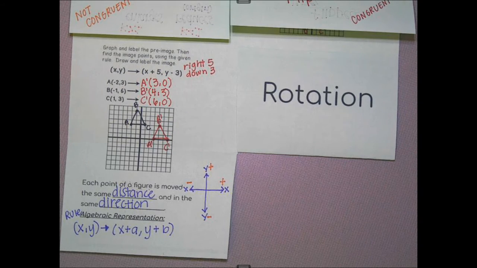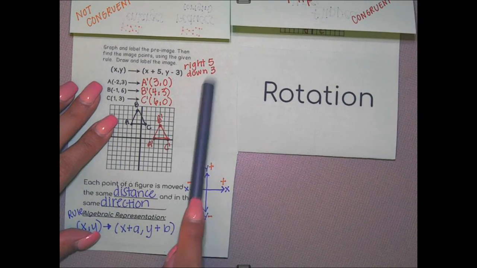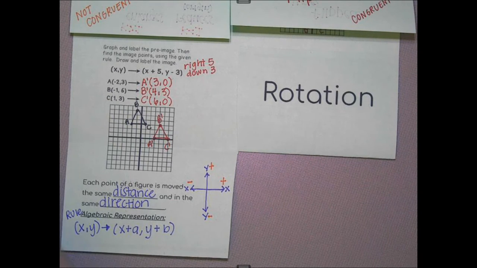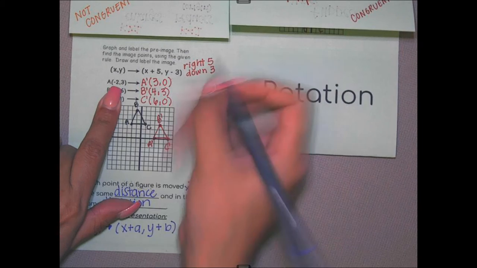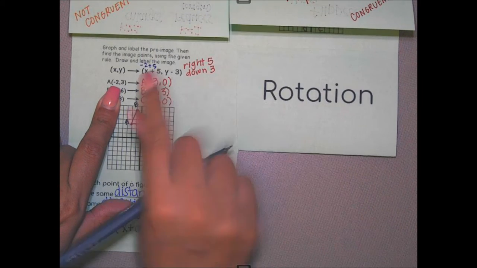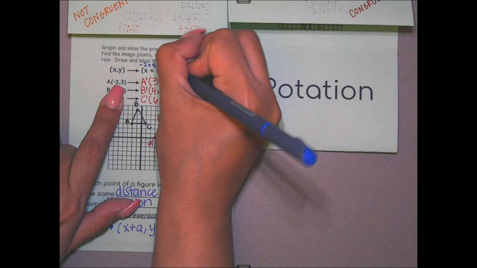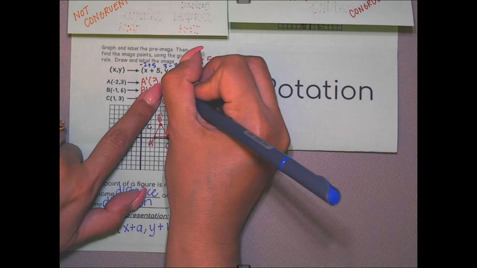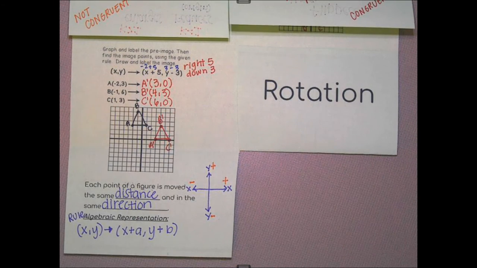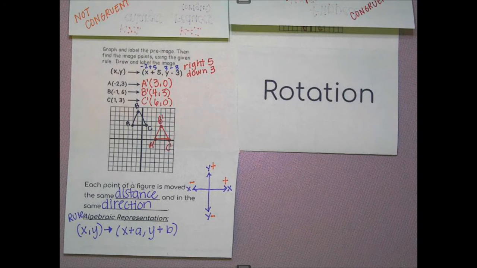Now, if you forgot how to read this rule to say right 5, down 3, we could plug in and do the math. So I could do -2 plus 5, and that would give me 3. And then I could do 3 minus 3, and that would give me 0. So if we need to do the math, we can. We'll get the exact same coordinates.